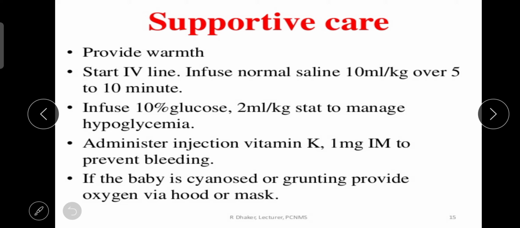Start an IV line. Infuse normal saline, that is 10 ml per kg over 5 to 10 minutes. Infuse 10% glucose, that is 2 ml per kg, to manage hypoglycemia. Administer injection vitamin K 1 mg IM to prevent bleeding. If the baby is cyanosed or grunting, provide oxygen via hood or mask. Normally for the newborn we will use a hood or mask.